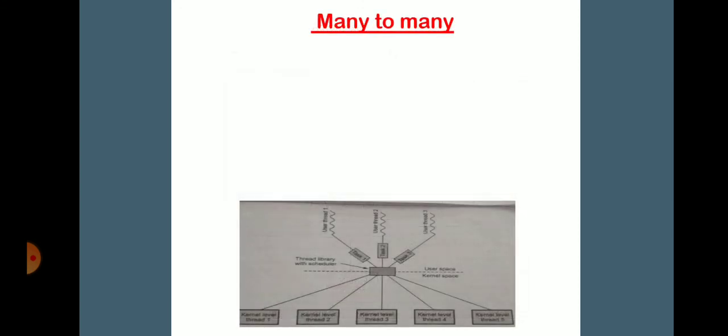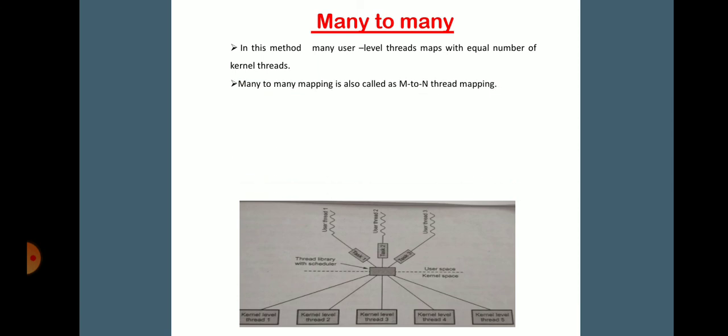Next is many-to-many. As shown in the figure, there are multiple kernel level threads and multiple user level threads available. In many-to-many mapping, many user level threads map to an equal or smaller number of kernel threads. Many-to-many mapping is also called M:N thread mapping. Thread pooling is also used to implement this method.